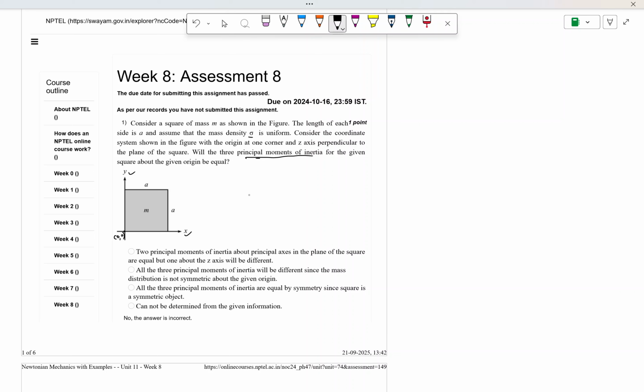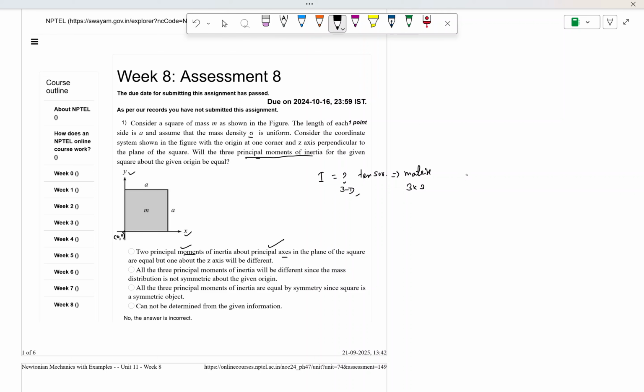In the options you can see there are statements that two principal moments of inertia about principal axes in the plane of the square are equal, but the one about the z-axis will be different. So they are talking about principal moments of inertia and principal axes. That is why you first have to find the moment of inertia tensor for such a case. It is a tensor quantity, and a tensor is represented as a matrix. Because it is a 3D case, you have to consider x, y, z, all three directions, so it will be a 3 by 3 matrix.